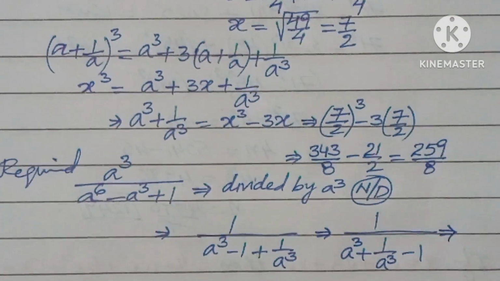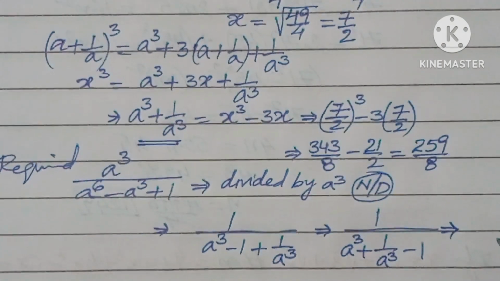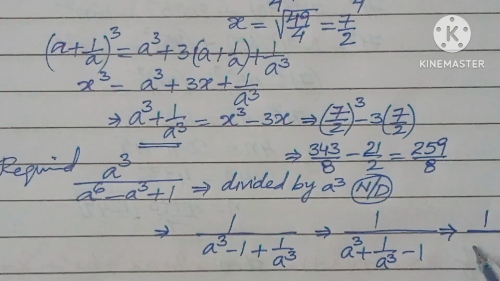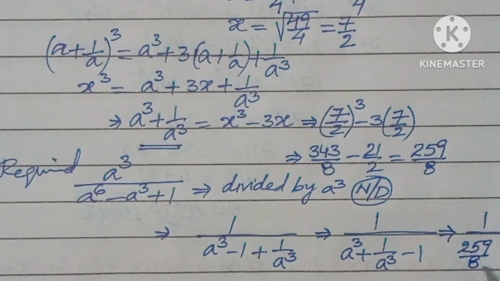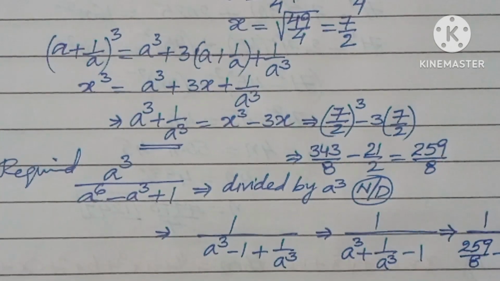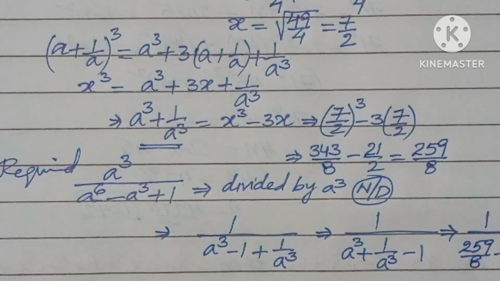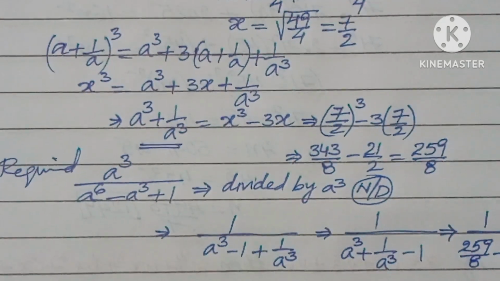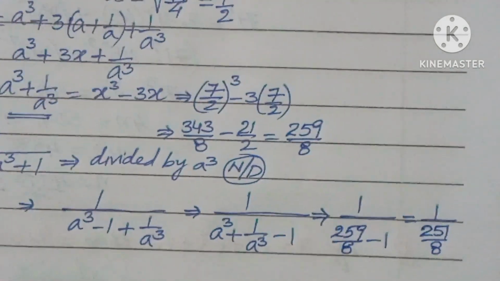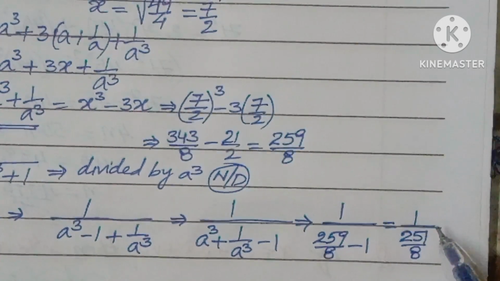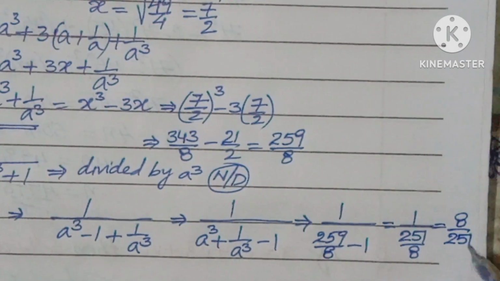So here, already you know the value of a power 3 plus 1 by a power 3. So 1 by 259 by 8 minus 1. So here you'll get 1 by 251 by 8. So here you are getting the answer 8 by 251 now.